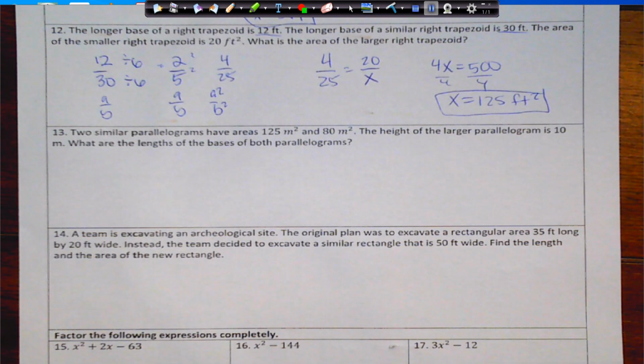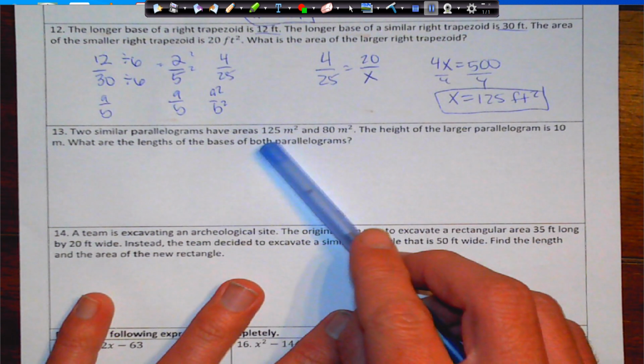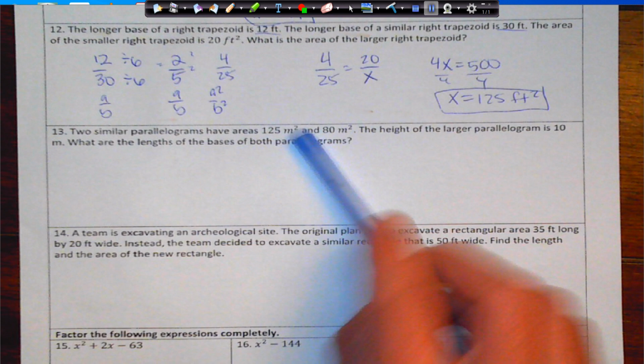Find two similar parallelograms that have areas of 125 and 80. The height of the larger parallelogram is 10. What is the length of the base of both parallelograms? Okay, so this one is quite challenging. So let's go ahead and see if we can figure it out. So we have our areas. So let's go ahead and take those two.